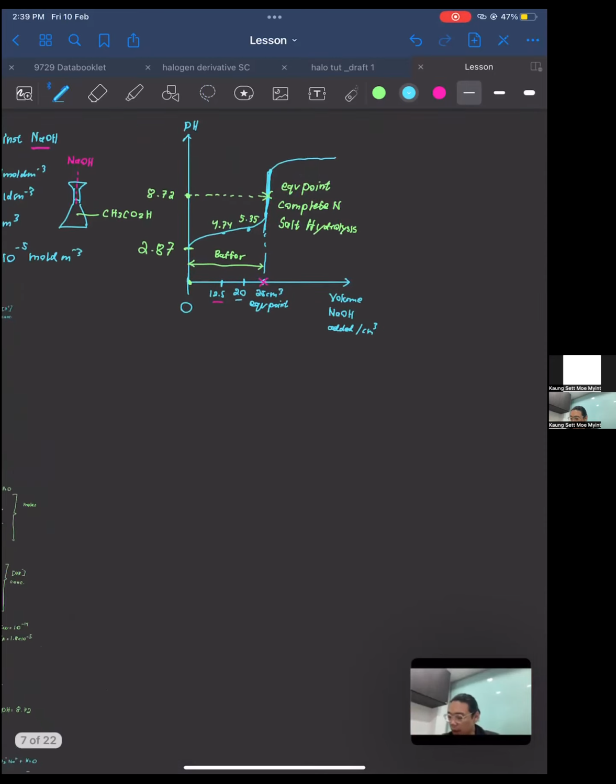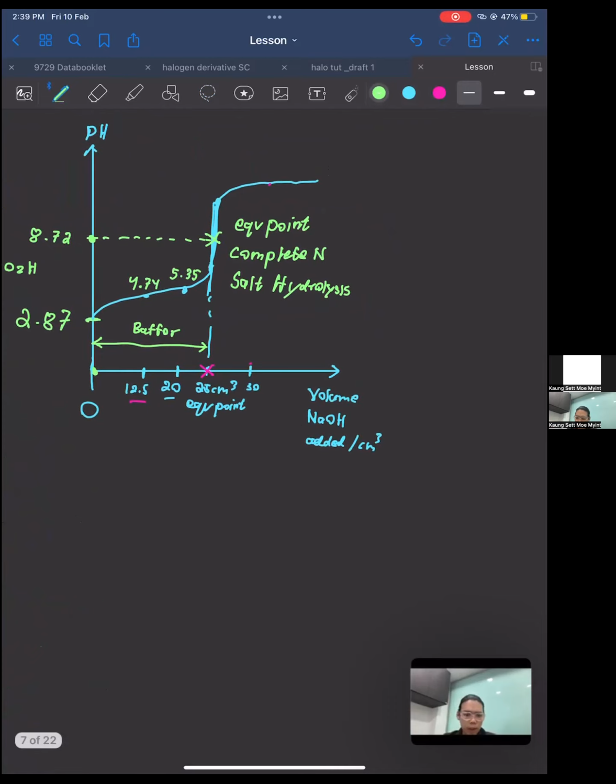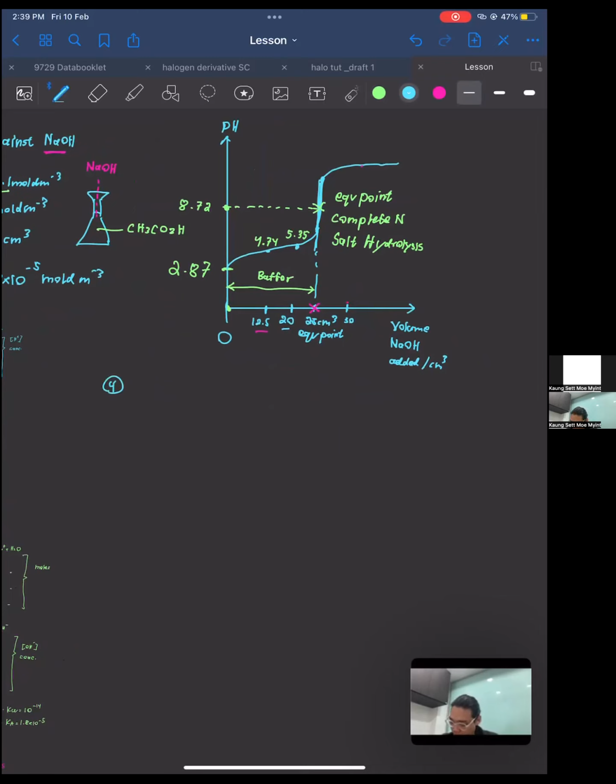Okay, so we're going to talk about the last region, and the last region is very simple. The last region is called the excess region. So for example, they are going to ask you to calculate the pH of the 30 cm cube here. Okay, what is the pH when it's 30 cm cube? This is called the excess region because this is not the complete neutralization. This is also not a buffer. This is anything else. Yeah. So anything else, it's called the excess region. Let me show you why.